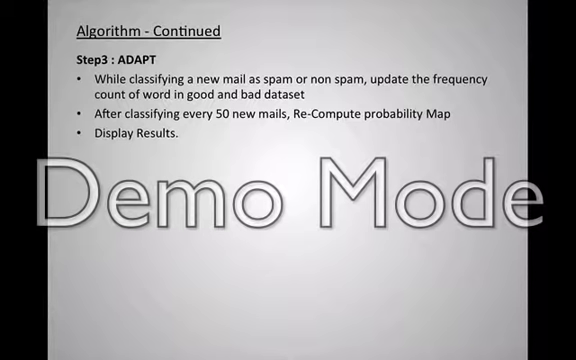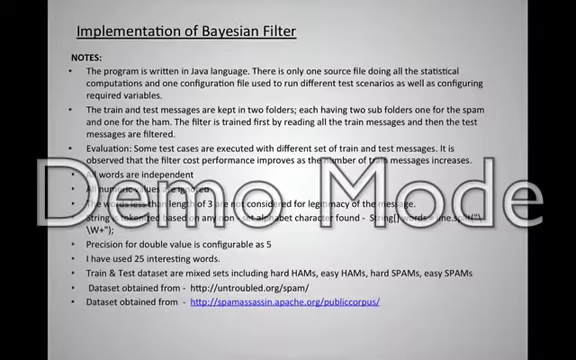Step 3 is adaptation. While it classifies a new mail, it tokenizes its content and reads a word, and every time it reads a word, it adds it into the good or bad dataset. So it updates the frequency count in the good and bad dataset, and after classifying every 50 new mails, it recomputes the probability map. So that's the way it adapts according to the email messages it is classifying. And the last step is it displays results.